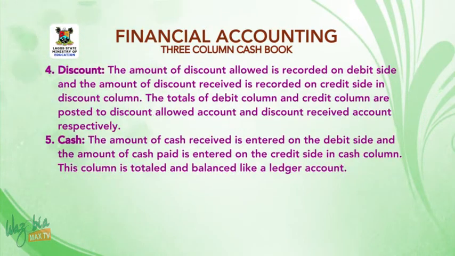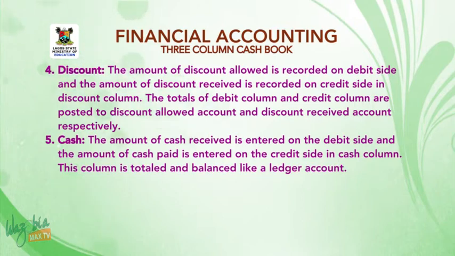Number 4, discount. The amount of discount allowed is recorded on the debit side and the amount of discount received is recorded on the credit side in the discount column. The totals of the debit column and credit column are posted to the discount allowed account and discount received account respectively.